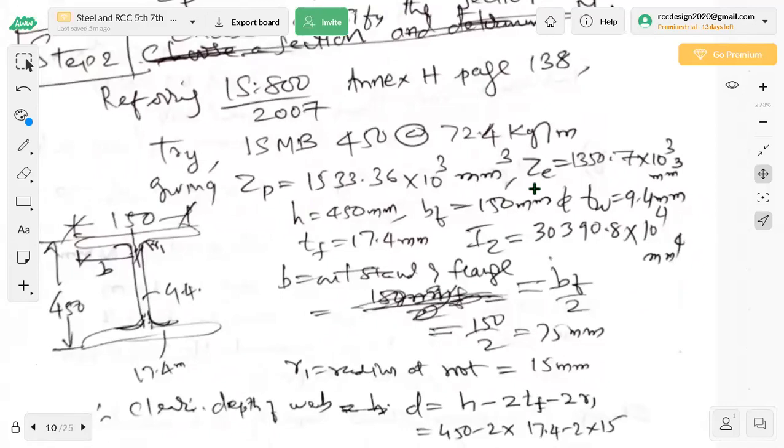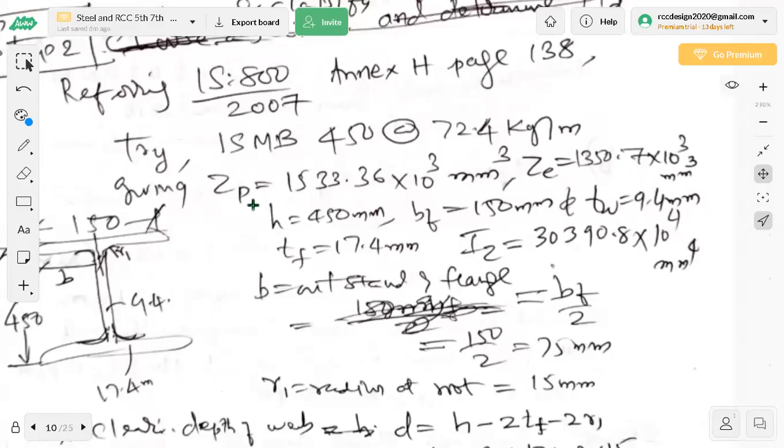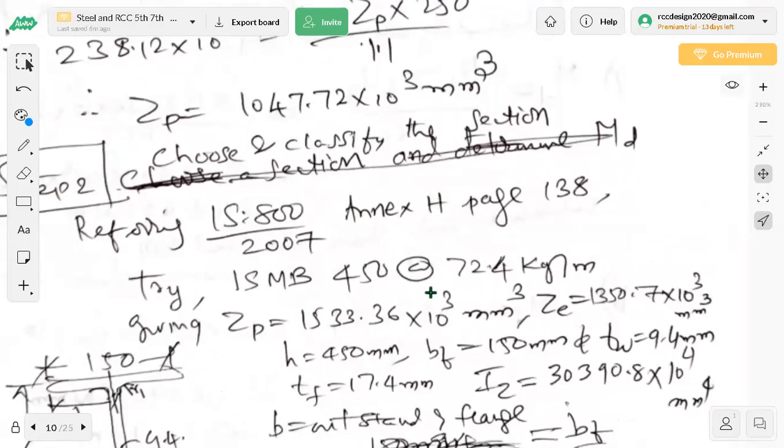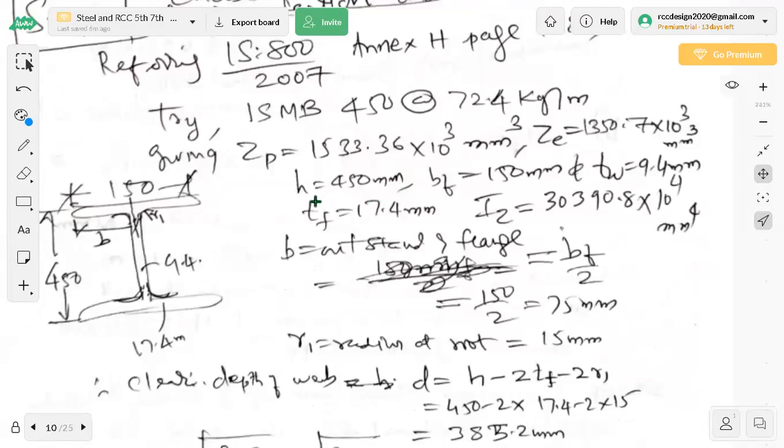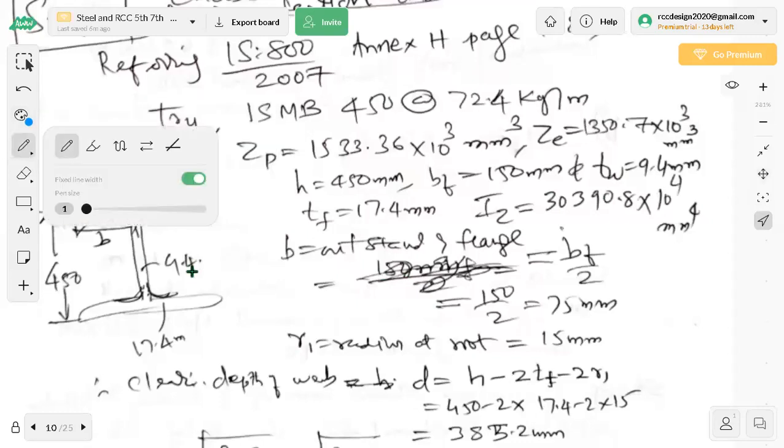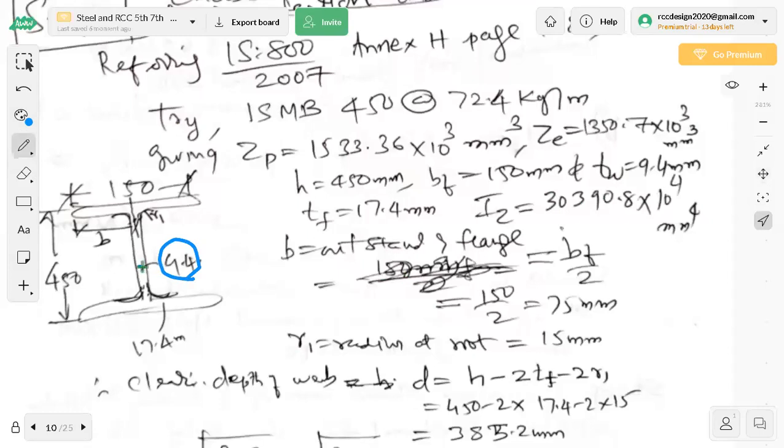ZE means elastic section modulus. This is required later on, I'll tell you. ZP is important. ZP has to be more than whatever ZP is required. Then all other dimensions are noted here like this. H is 450. BF is 150, the width of the flange. TW, the thickness of web, is 9.4. I think you are able to see this, isn't it? 9.4 is here, the thickness of the web. The thickness of flange is 17.4.